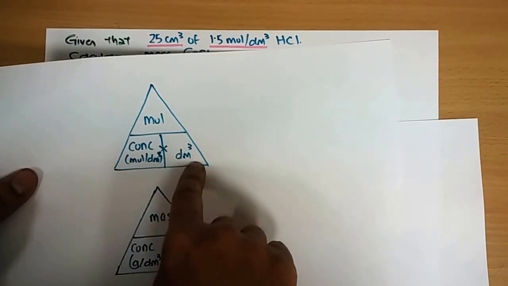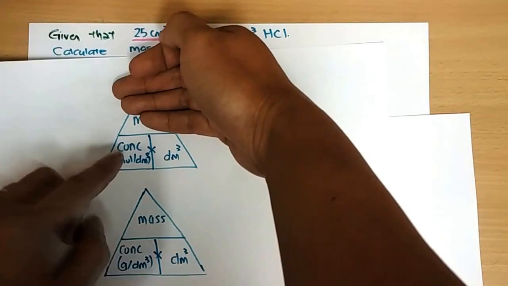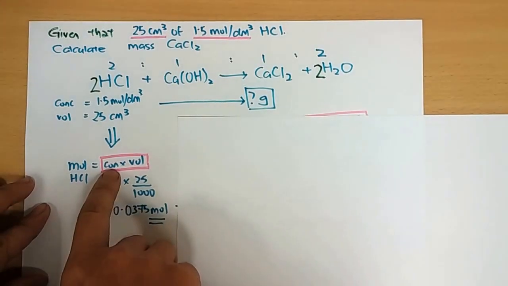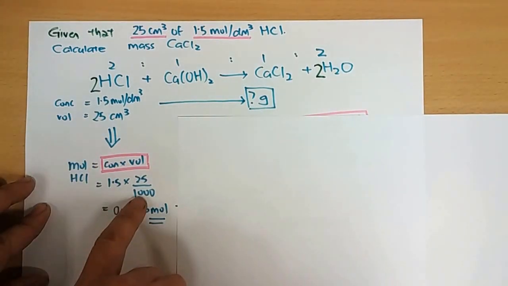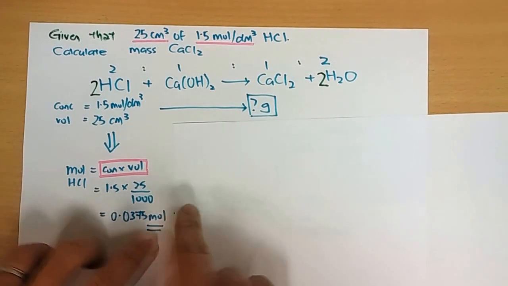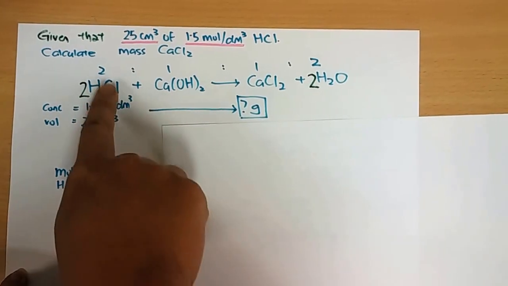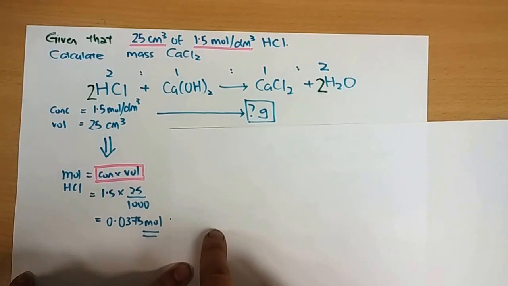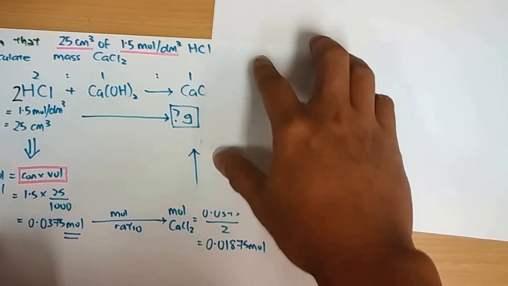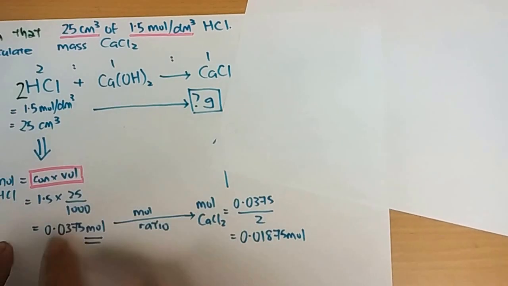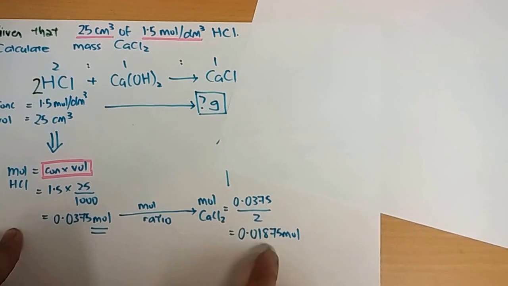I'm given concentration, I have volume, I can find the mole. So the mole will be concentration times volume. Take the concentration, 1.5 times 25 over 1000 in dm cube, and this is what I got. Next, use the mole ratio, 2:1. So the mole of calcium chloride would be half, because it's 2:1, so 0.0375 divided by 2.